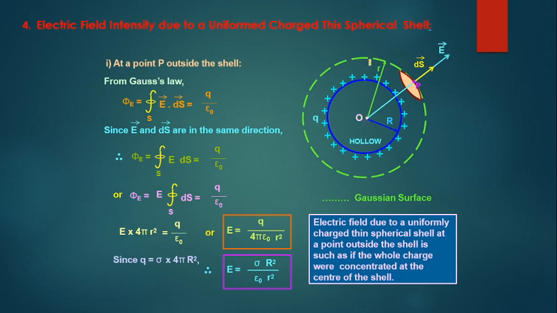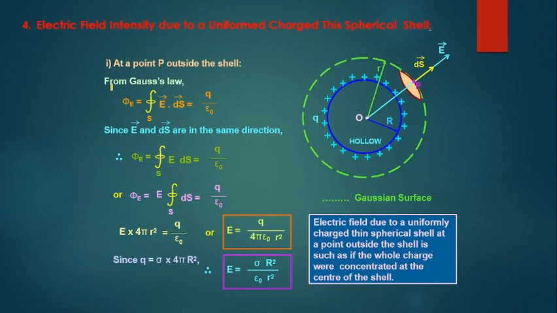So consider an imaginary Gaussian surface by taking the radius as small r, so it is a sphere, and the spherical shell has a radius capital R, with O as the center. The dotted lines indicate the imaginary Gaussian surface, and the charge is enclosed in that Gaussian surface. Take a small part of it as an area element dS. The electric field due to this positive charge is in the radially outward direction, and the surface normal is also in the same direction.